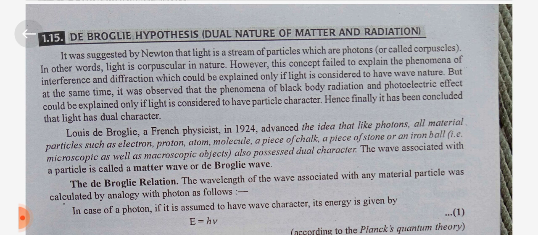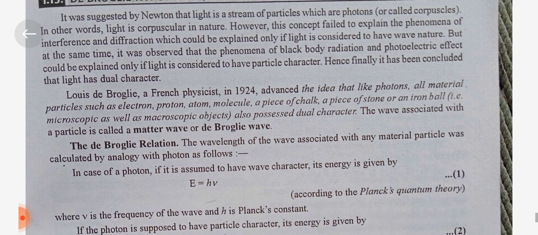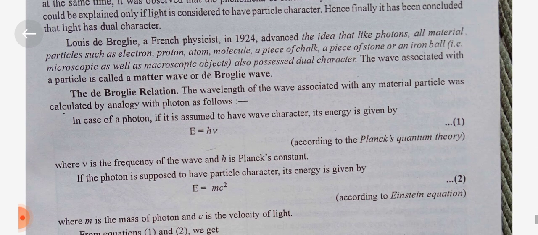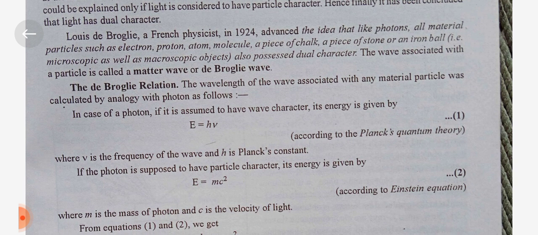Louis de Broglie, a French physicist, in 1924 advanced the idea that, like the photon, all material particles such as electron, proton, atom, molecule, a piece of chalk, a piece of stone, or an iron ball, that is, microscopic as well as macroscopic objects, also possess dual character. The wave associated with the particle is called the matter wave or de Broglie wave.